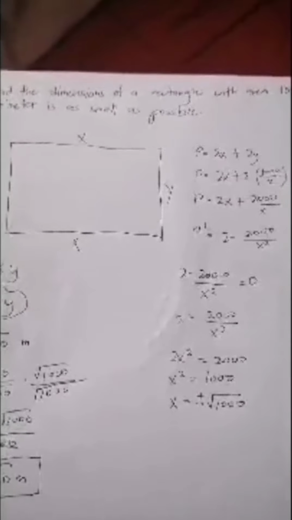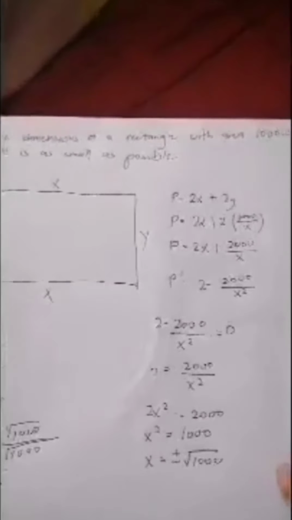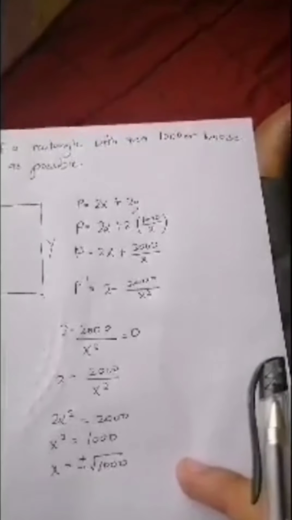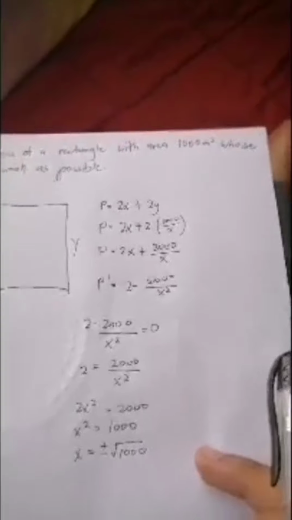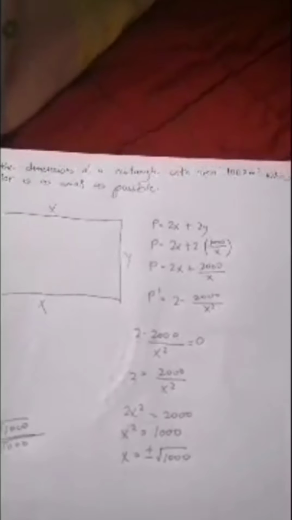Hi everyone, good day. I am Richard Wayne Sikot from Grade 11 STEM 12A Charity. We have here an optimization problem: find the dimensions of a rectangle with an area of 1000 square meters whose perimeter is as small as possible. So let's minimize the perimeter, and we know that the area is 1000 square meters.